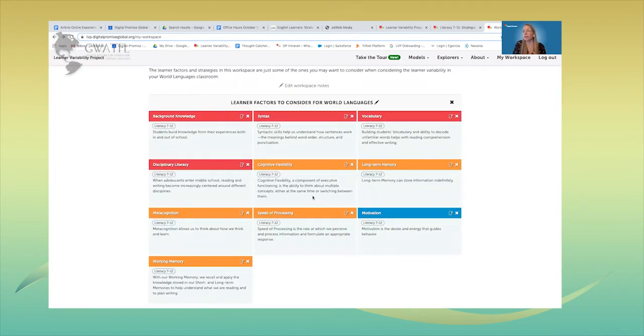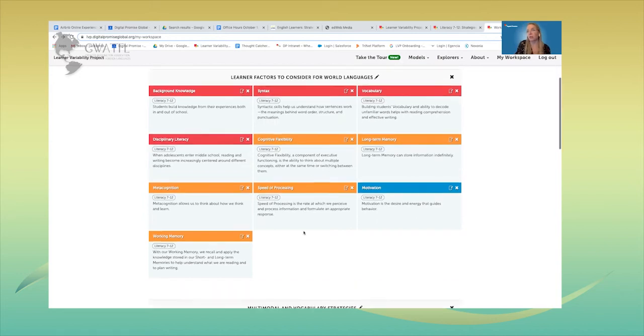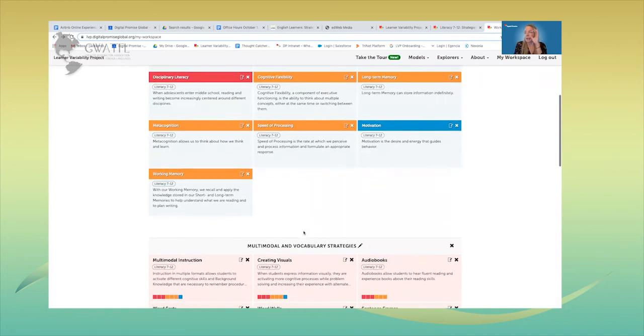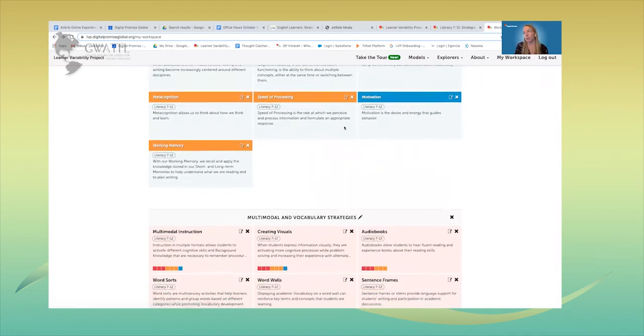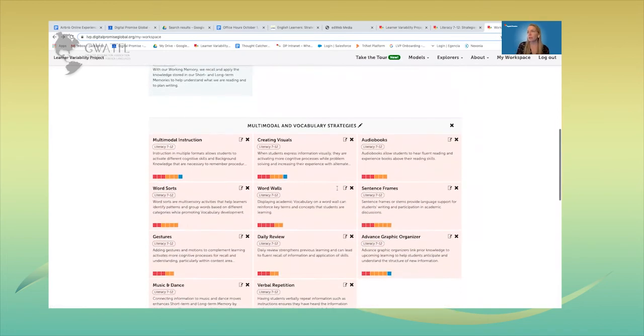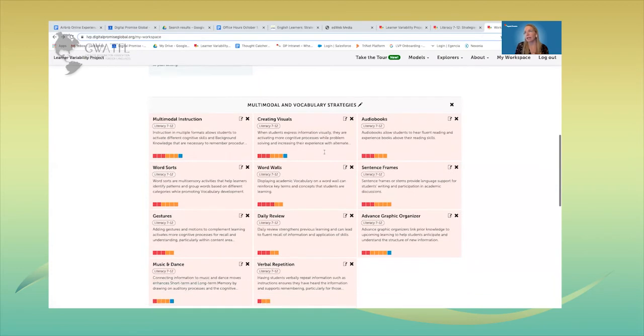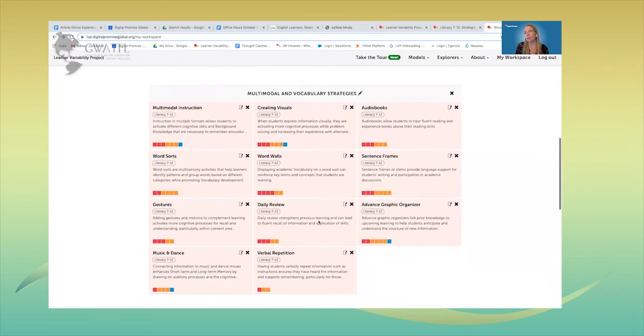And again, depending on your student, there may be other factors that you want to look at and go deeper into. But these are just a few that I selected that I think could be powerful to go deeper into, so you can explore those. And then from these factors, I was able to select strategies that addressed all or some of the factors I've selected. I grouped the factors in the workspace into two groups.